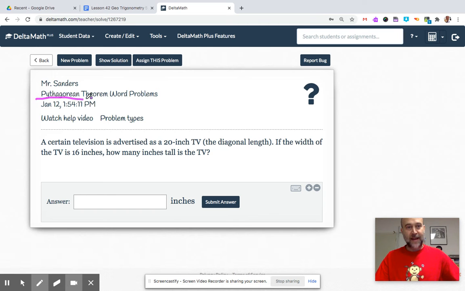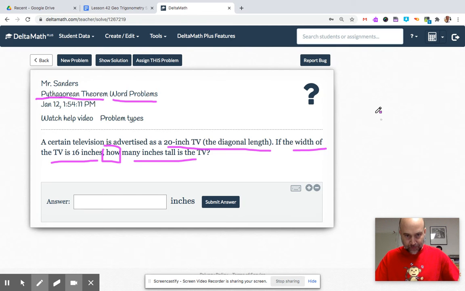We're using the Pythagorean theorem on word problems. So these are situational. A certain television is advertised as a 20-inch TV. That's the diagonal length. Diagonal. That's what would be kind of like the hypotenuse. If the width of the TV is 16 inches, how many inches tall is the TV? All right, so you have to draw these.